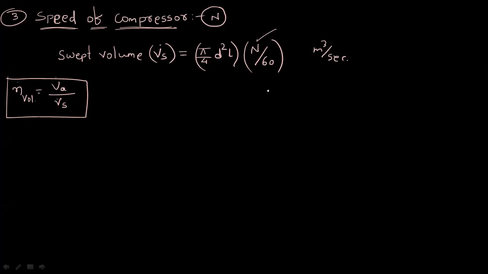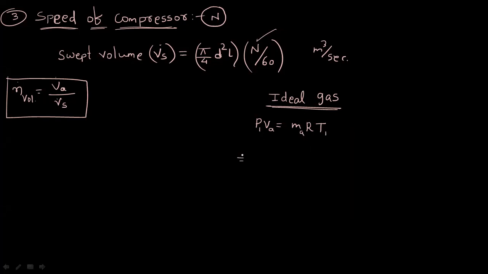For that, we know air is an ideal gas, and for an ideal gas we have the equation PV equal to mRT. We are calculating the volume of the air. Here, this is the inlet pressure, this is the inlet temperature, and this is the mass flow rate of air.